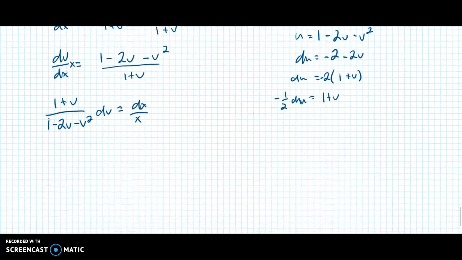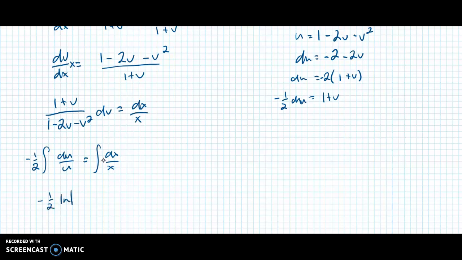So this would be the integral of negative 1/2 du over u equals integral dx over x. So that gives me negative 1/2 ln absolute value of u. I'm just going to sub this in right now, this guy right here. So I get negative 1/2 ln absolute value of 1 minus 2v minus v squared equals ln absolute value of x plus c.